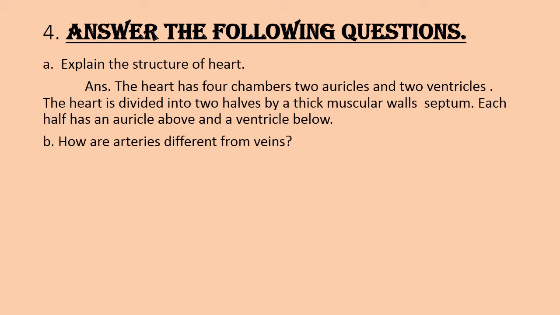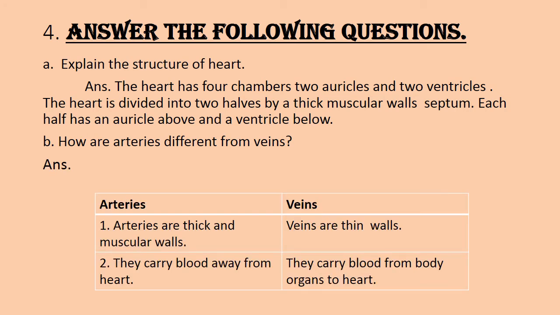Part B is how are arteries different from veins. So students, arteries have thick and muscular walls, whereas veins have thin walls. Arteries carry blood away from the heart and veins carry blood from body organs to the heart.